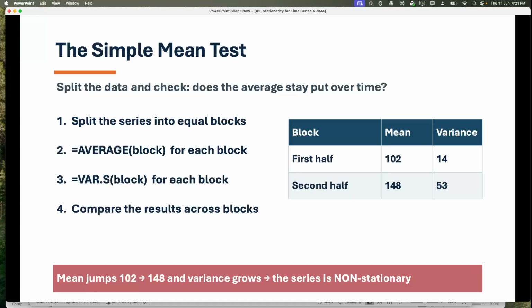So we are going to do, in Excel first, the simple mean test. What you will do is take the first half of the data and take the mean and the variance. For the second half of the data, take the mean and the variance or standard deviation. If there is a difference between the first and second, we come to the conclusion the series may not be stationary. So it's not a firm conclusion. So that is one way.